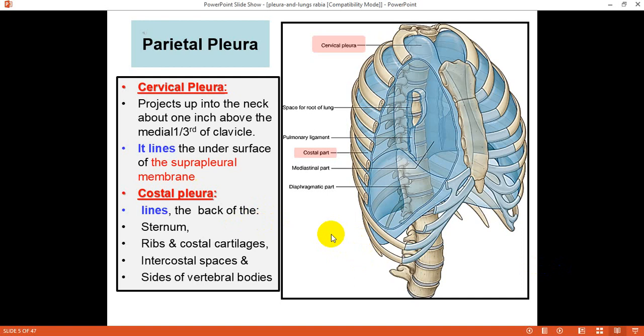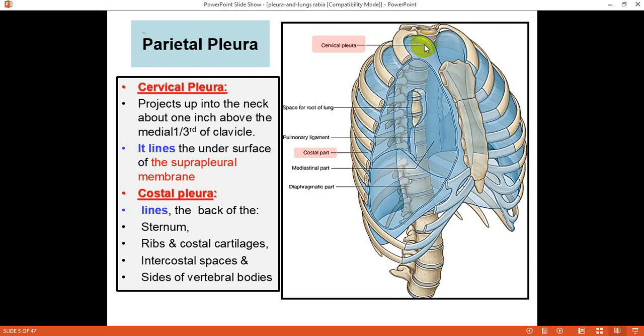So as we discussed, there are four parts of parietal pleura. The first part is the cervical pleura, which covers the apex of the lung. And as it is an inverted cup-shaped dome over the apex of the lung, it is also called pleural cupola. So here we can observe that this part of the pleura will extend into the root of the lung 2 to 3 centimeter above the medial 1/3 of clavicle. So its highest point is above the clavicle 2 to 3 centimeter. And it is almost 5 centimeter above the first rib.